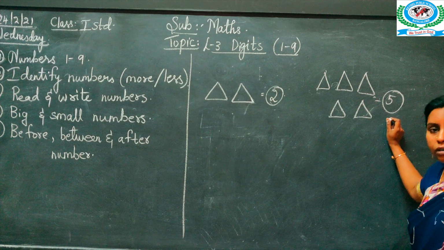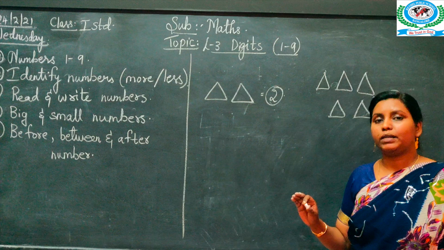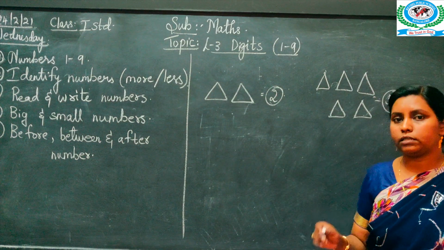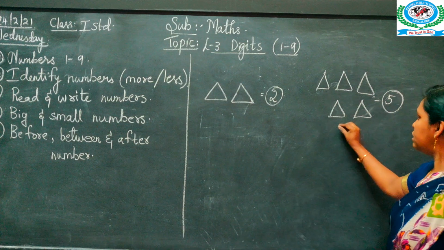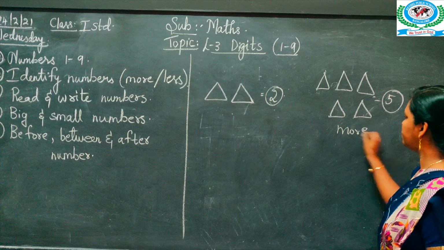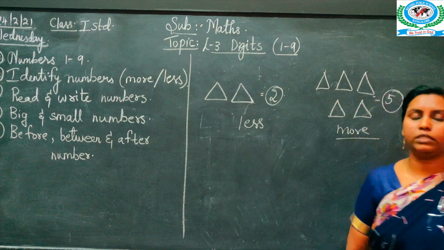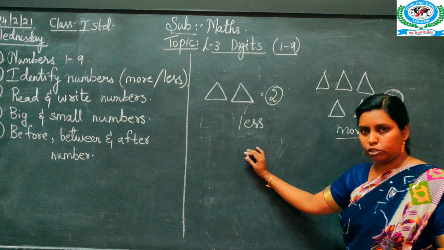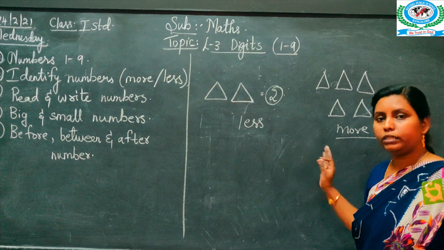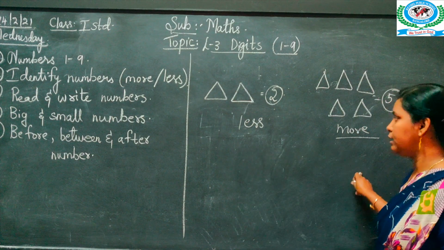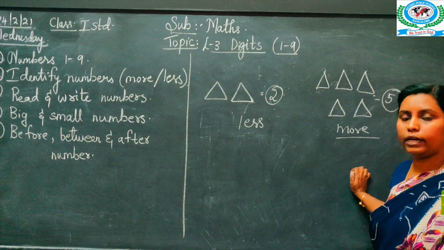These are 5 triangles, isn't it? So here, by seeing the quantity, by seeing the number of objects, you can tell which is more and which is less. So this is more quantity, and this is the less quantity of objects, less number of objects. So you count it, you then write the number, and then you will compare it, this and this, and you will tell which is less and which is more.